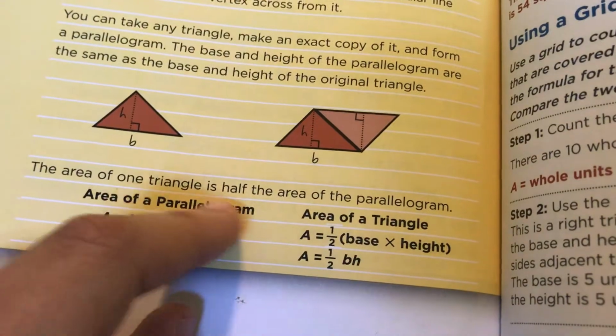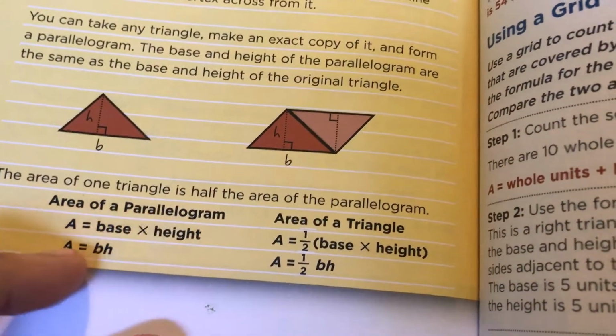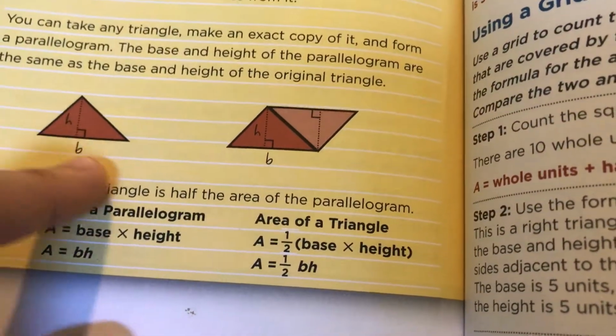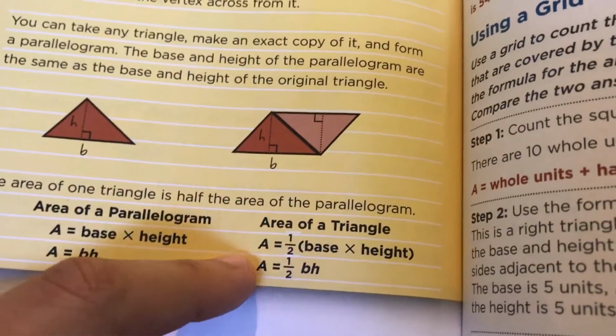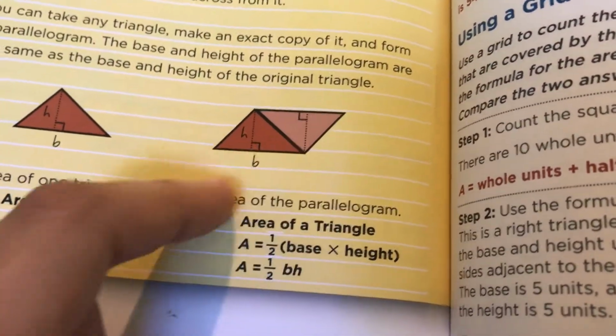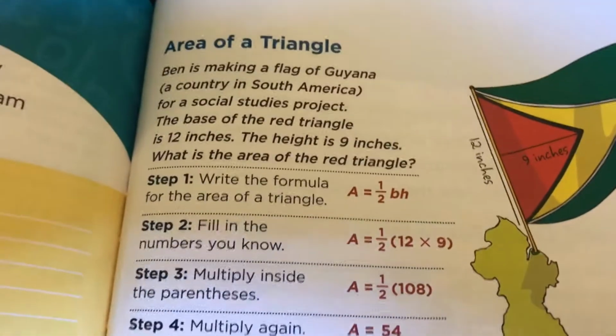So the area of one triangle is half the area of the parallelogram. Area of a parallelogram: area equals base times height, A = BH. Area of a triangle: area equals 1/2 base times height. Okay? So, area of a triangle.